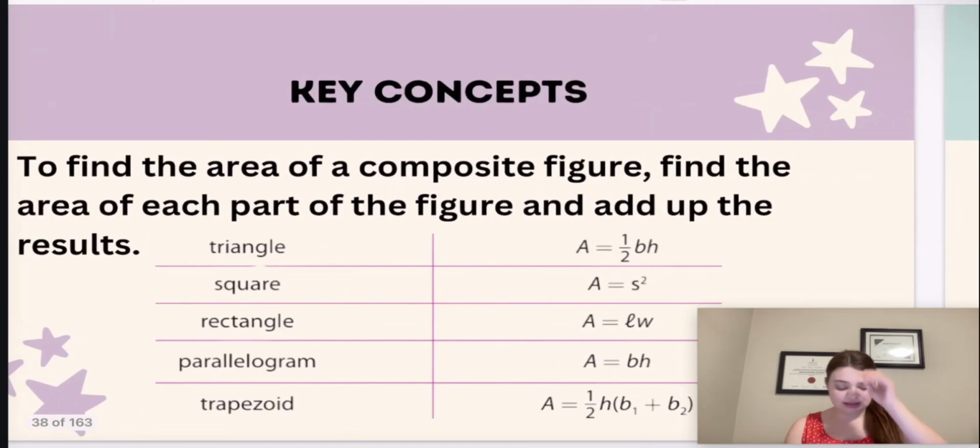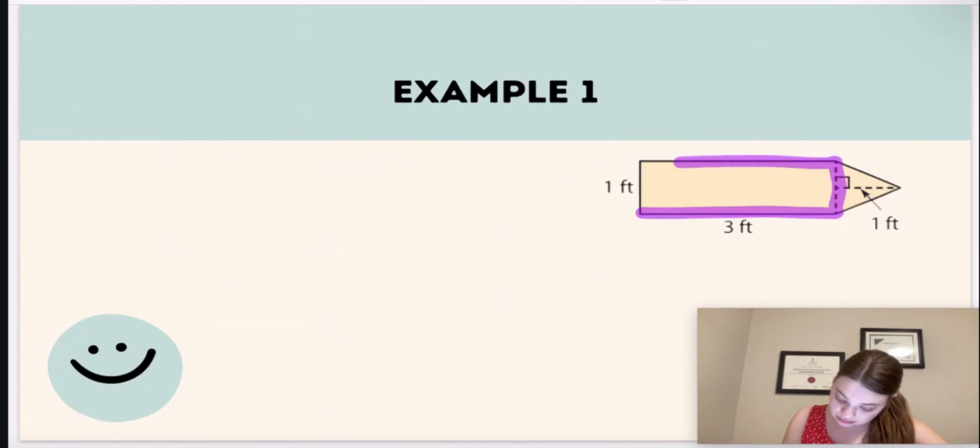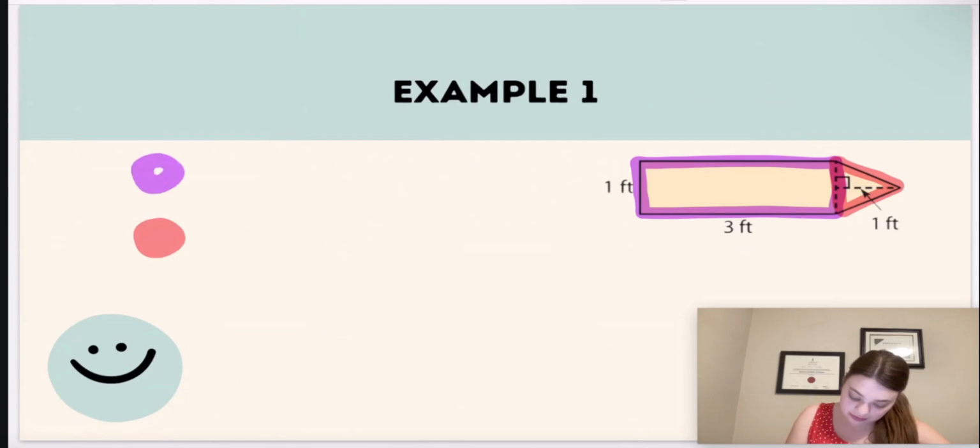So here's just a list reminding us of the area of each of these figures individually. We will take all of them and add them up depending on the situation. Starting with this first example, I noticed that this composite figure is made up of two regular figures. Those two figures are this rectangle, and then this triangle. First, I'm going to find the area of the rectangle, then the area of the triangle, and then we're going to add those both up to find the area of the figure overall.